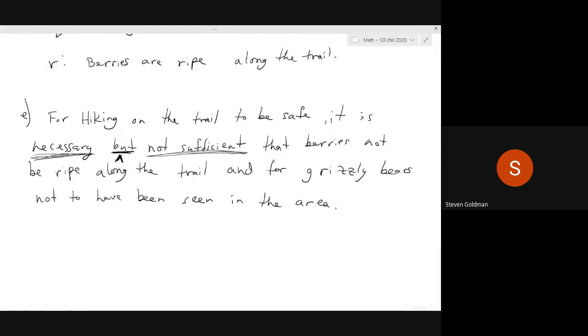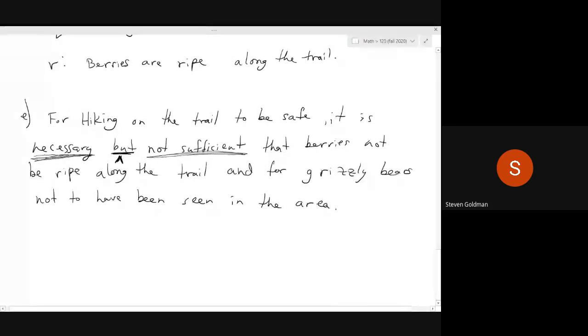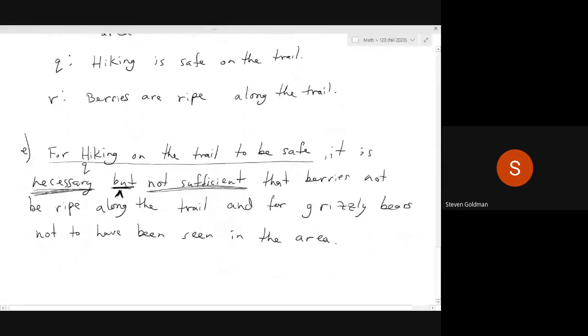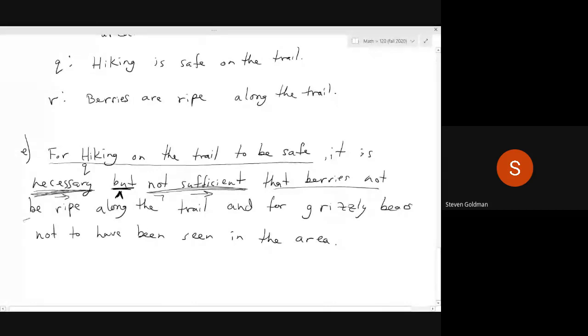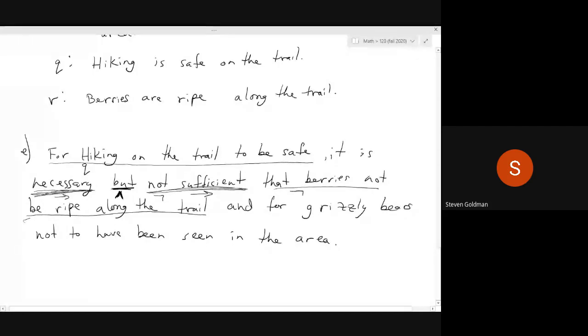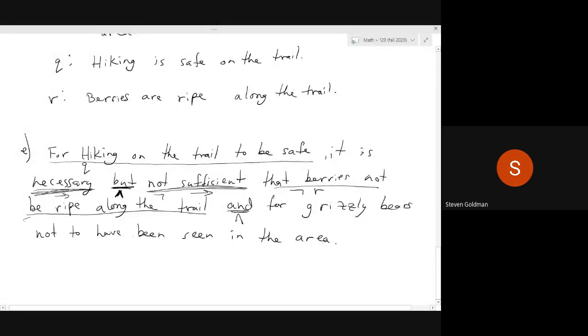Okay, so hiking on the trail to be safe, that is Q. Necessary tells me I'm going to have a conditional statement. Not sufficient is a conditional statement. Berries not be ripe along the trail, that's the negation of R, so that's not R. And that's again a conjunction. And for grizzly bears not to have been seen in the area, that's the negation of P, so that's not P.